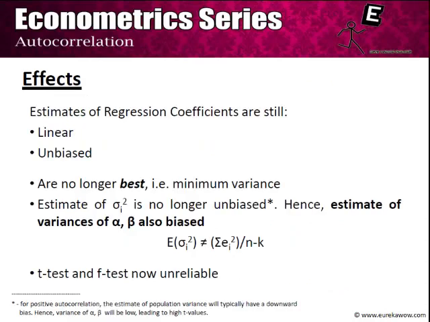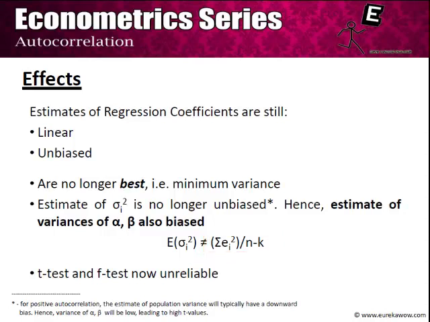We now study the effects of autocorrelation on the BLUE properties of the ordinary least squares estimate. So we see that just like in heteroscedasticity, the estimates of the regression coefficients are still linear and they are still unbiased. However, they are no longer best, that is, they no longer have minimum variance. We also observe that just as in the case of heteroscedasticity, the estimate of the variance of error term sigma squared is no longer unbiased. We have estimated sigma squared by taking summation e i square by n minus k, but we now observe that this value is no longer unbiased.